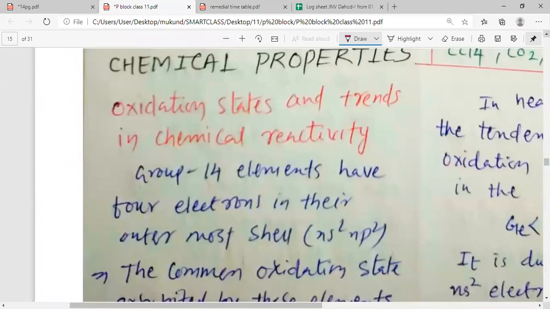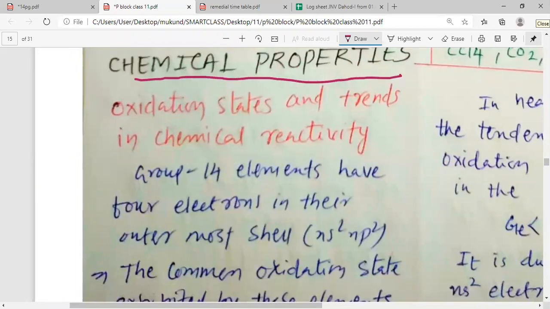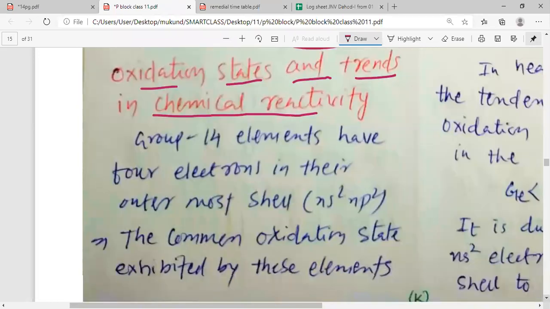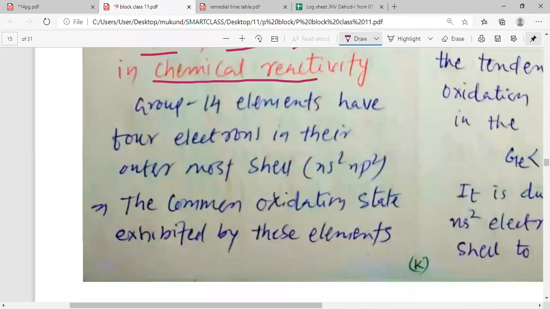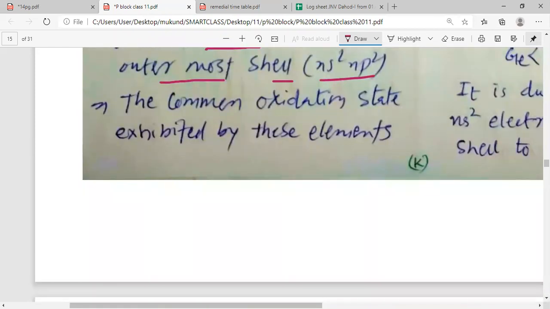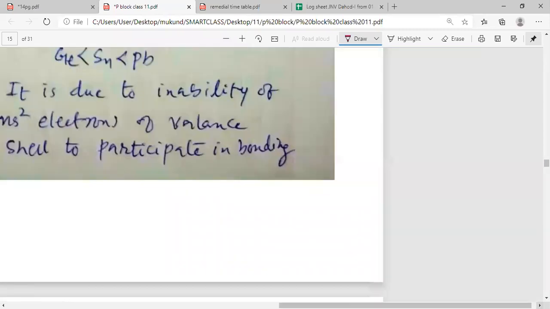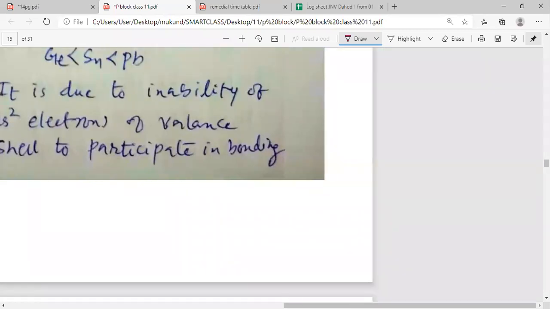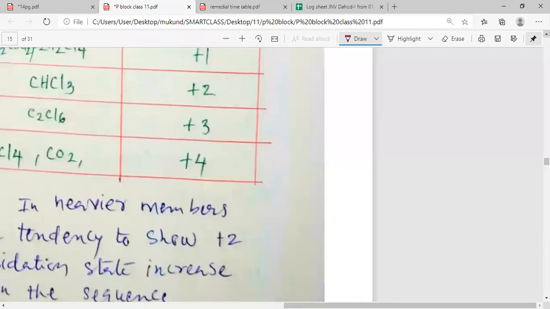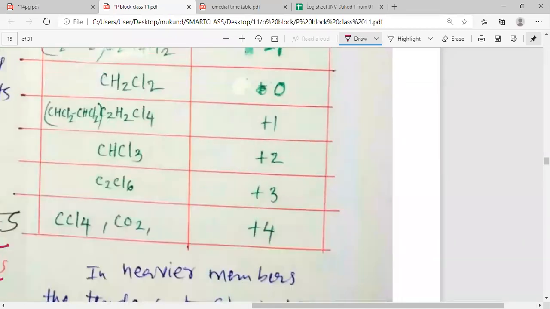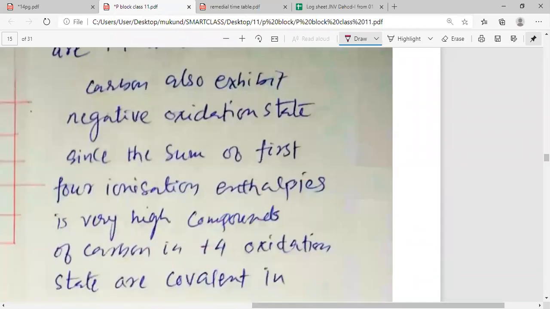Now, dear students, let's move forward and understand the chemical properties. First, we should study the oxidation state and trends in chemical reactivity. Group 14 elements have 4 electrons in their outermost shell, that is ns2 np2, my dear students. What could be the common oxidation state, or the group oxidation state? We have been studying group 14 elements. Can you tell me, any one of you, please?